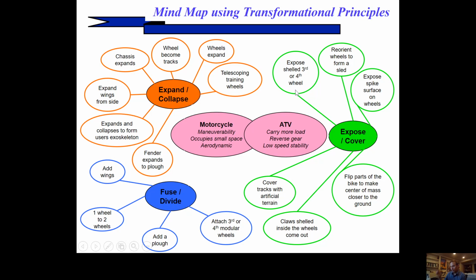And you can look at the different ideas here. So for expand and collapse, they have wheels expand. And so that would, if you had a motorcycle with expanding wheels, you would get more stability. Expose and cover, you could expose tracks with artificial terrain. So you can increase your traction.